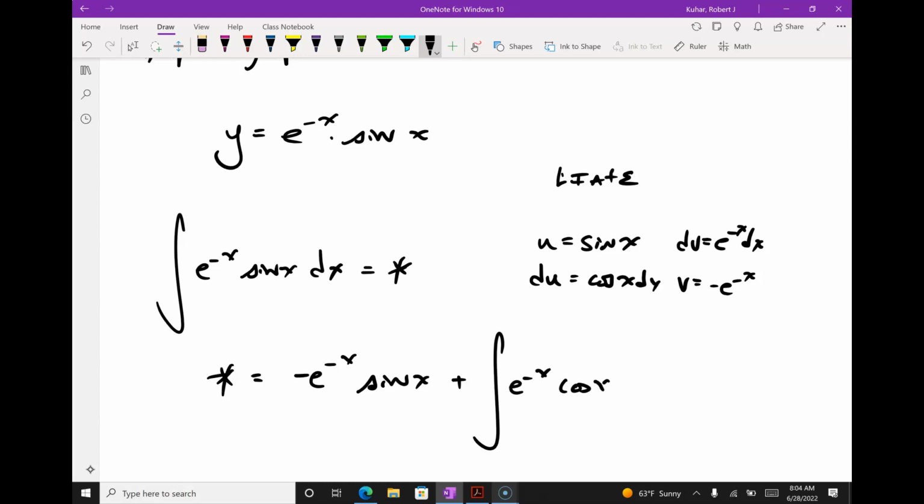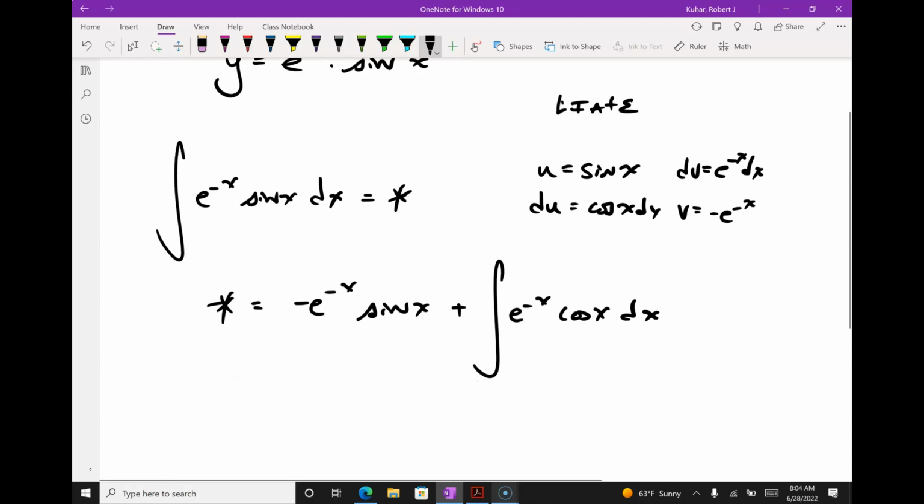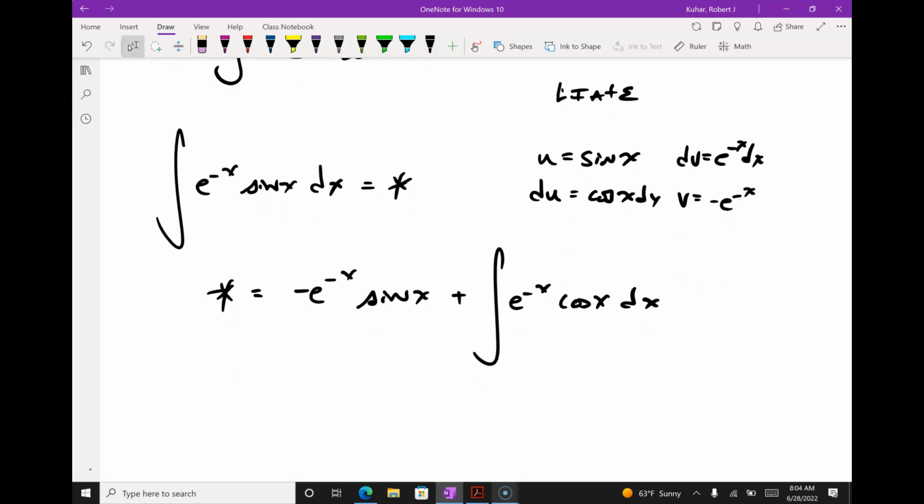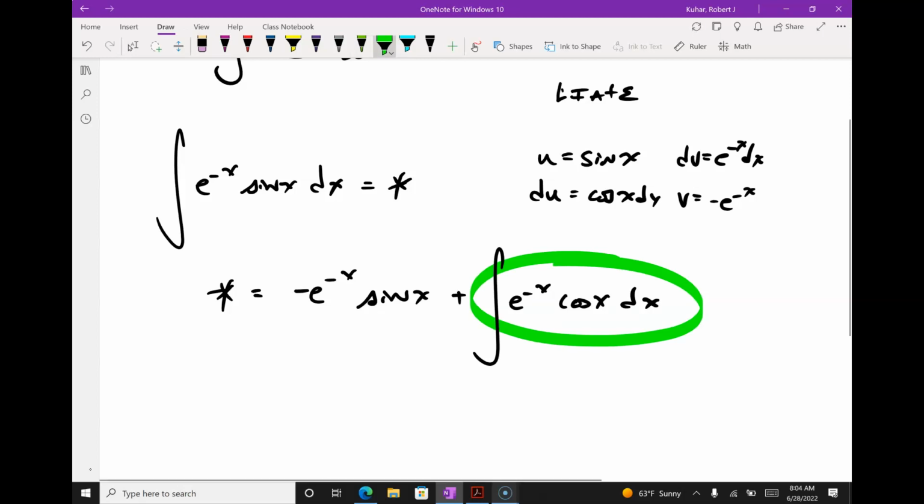Oops. And you could see the cosine is going to bounce back and forth, right? Sine, cosine. With or without a negative, we have to just be careful about that. So I'm kind of doing the same problem again, right? But I've got to redo my lists, and now u is cos of x, du is negative sine of x dx, and v is the same, right?